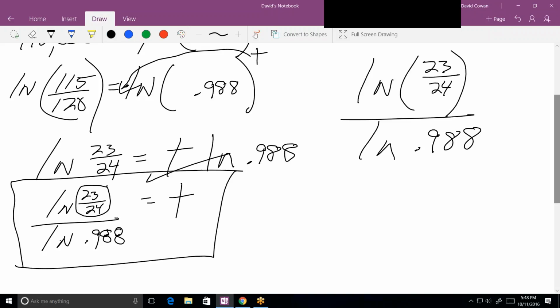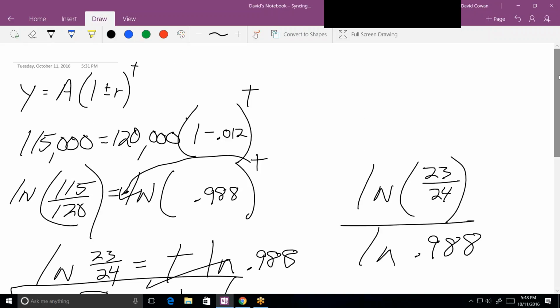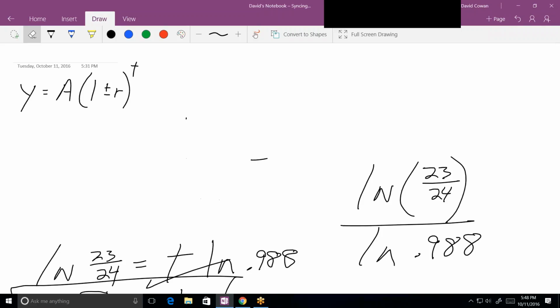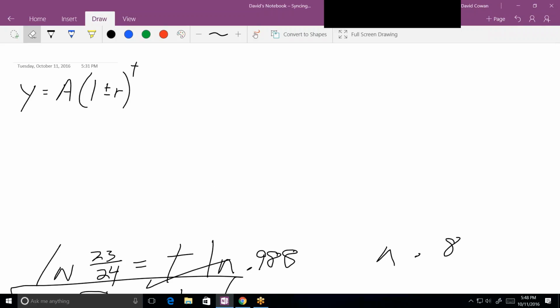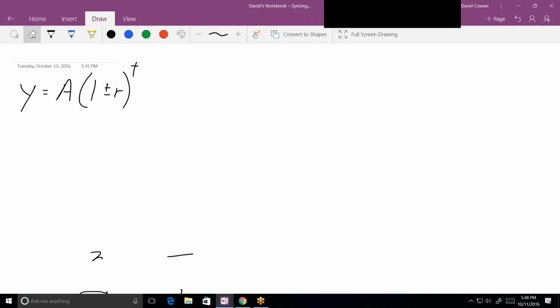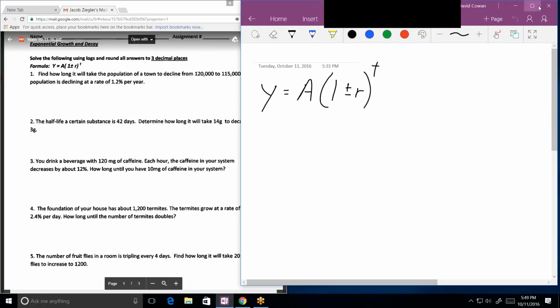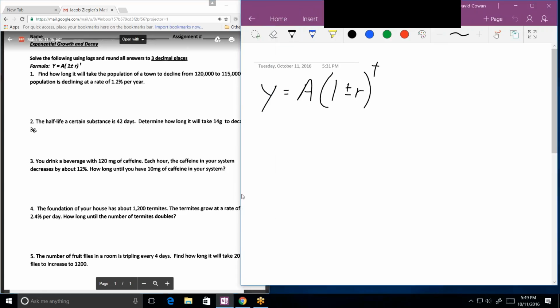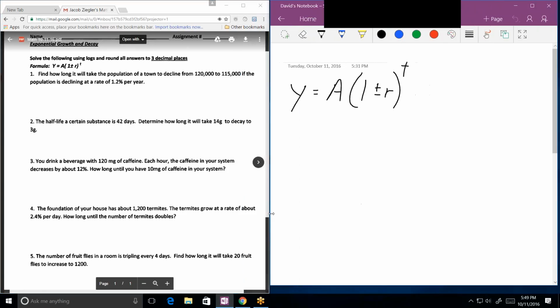Hold on a minute. I want to leave that formula up there. So the best thing for me to do is erase all of this. All right, the next problem. These get a little tricky setting them up, but once you get the hang of it, you'll understand it a little easier. For number 2, the half-life of a certain substance is 42 days.